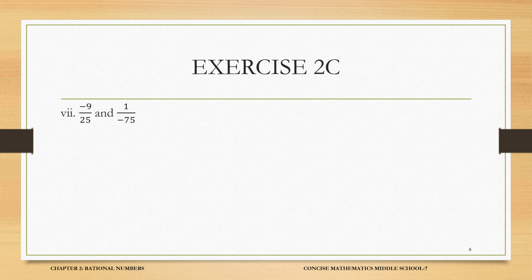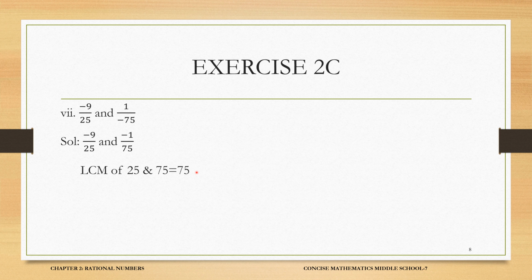Minus 9 by 25 and 1 by minus 75. First rational number is in the standard rational form, but second one is not in a standard rational form because the negative sign is in the denominator. The minus sign should always be in a numerator, right? So I'm just getting this minus to the numerator. So now the second rational number is also in the standard rational form, right?